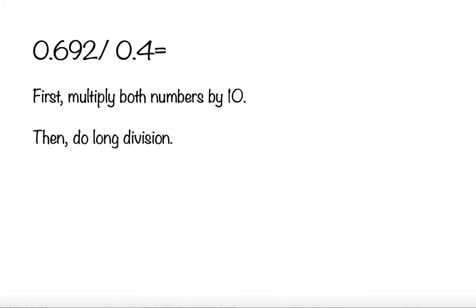All right. Maybe this is getting a little bit easier for you. Okay, we're going to do the same thing, multiply both numbers by 10. That gets us to 4. That moves the decimal over here. So now we have 6 and 92 hundredths divided by 4.